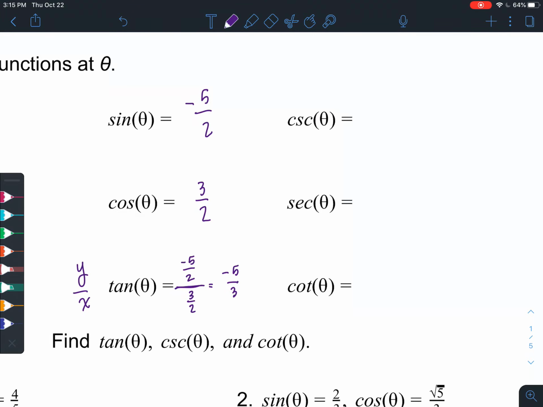Cosecant, secant, and cotangent are easier to find because you just flip the fractions. We get -2 over 5, 2 over 3, and -3 over 5.